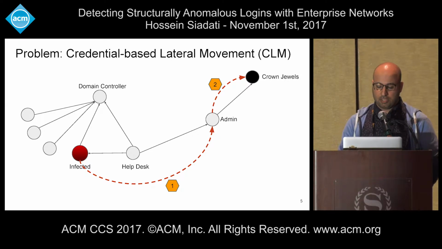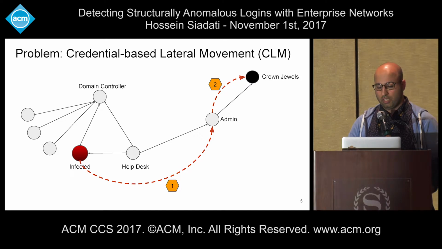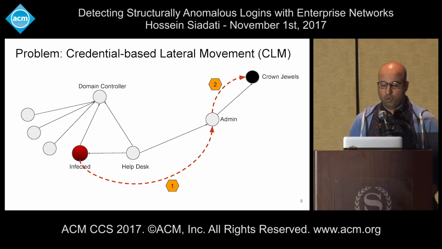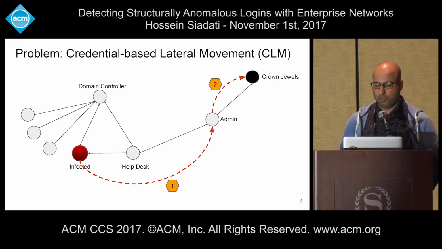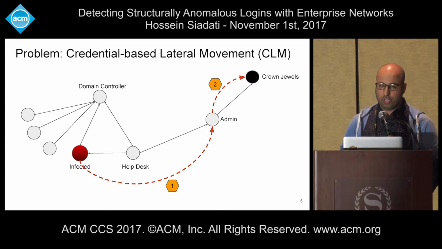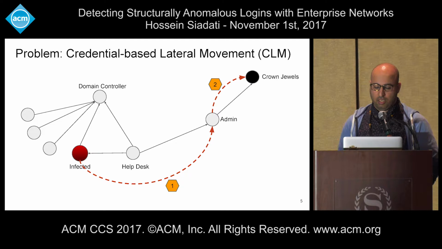And from there, steal new credentials to log in from an admin machine to the most important servers, which basically host the crown jewels, or the most important data within the network. As you can see, there are two types of malicious logins. One of them creates a new edge in the graph of logins, and one of them moves over the existing edges of the graph of logins. And these two types of malicious login need different approaches to detect.